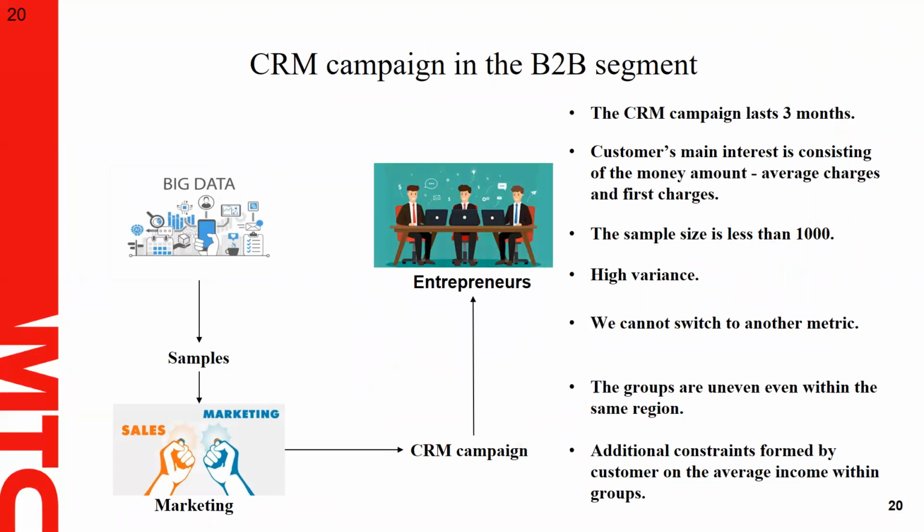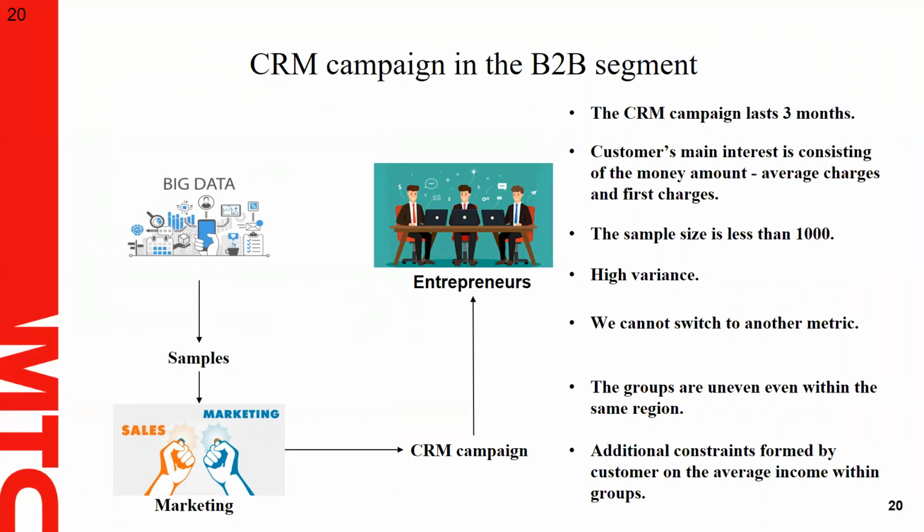Okay, now let's move on to the second case, in which the selection of similar groups turned out to be very urgent. This is the conduct of a CRM campaign in the B2B segment. I will tell you about the process. Big data gives some samples to marketing. Marketing is carried out by CRM campaign, and then managers in the sales office negotiate with entrepreneurs, make appointments for them, and try to sell some services. It seems that the task is simple, but there is a number of limitations that complicate everything.